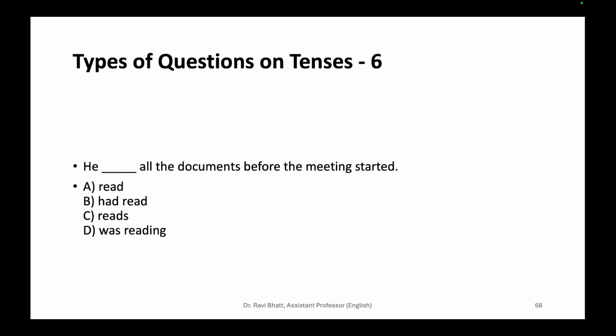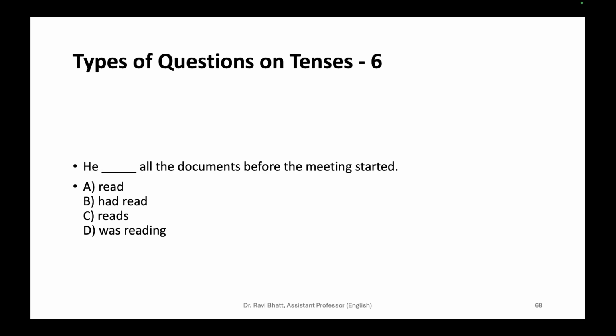The first action, say the two actions without any order: Rakesh reading the document and the meeting's beginning. Now, if we go by the chronology, the first action that had happened was Rakesh had read all the documents. The second action is the starting of the meeting. So, if we were to explain for past of the past, we would always use had. Okay, that is past perfect.